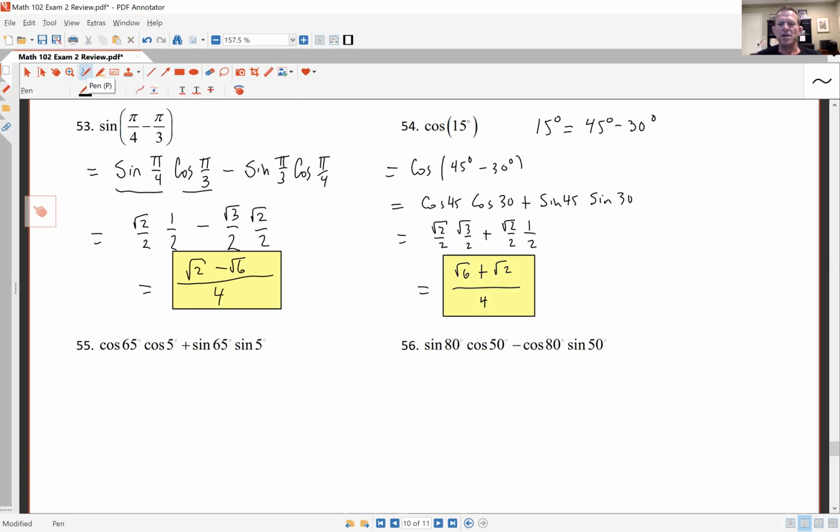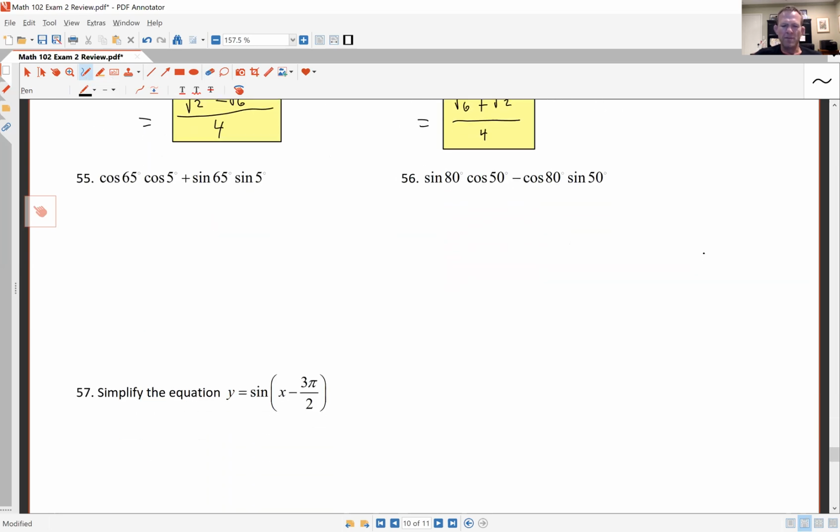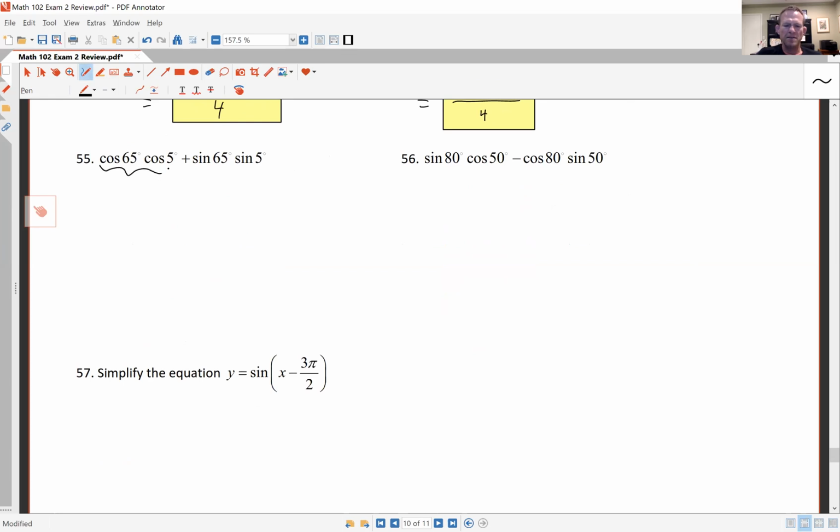Okay, so as you can see, we can come up with sines and cosines of some non-standard angles like the 15, the 75. All right, the next two, we're supposed to recognize those from our formulas. When the cosines repeat and the sines repeat, then this is a cosine. When it's a plus sign, it turns into a minus. And so that's the 65 degrees minus 5 degrees, which is the cosine of 60 degrees, which we know to be 1/2.